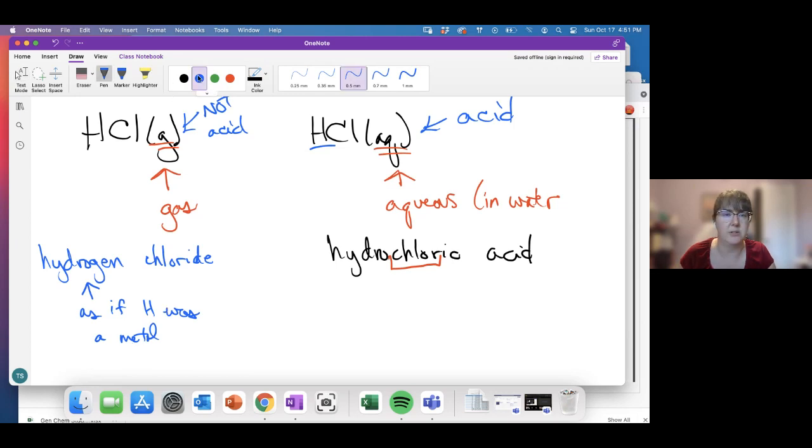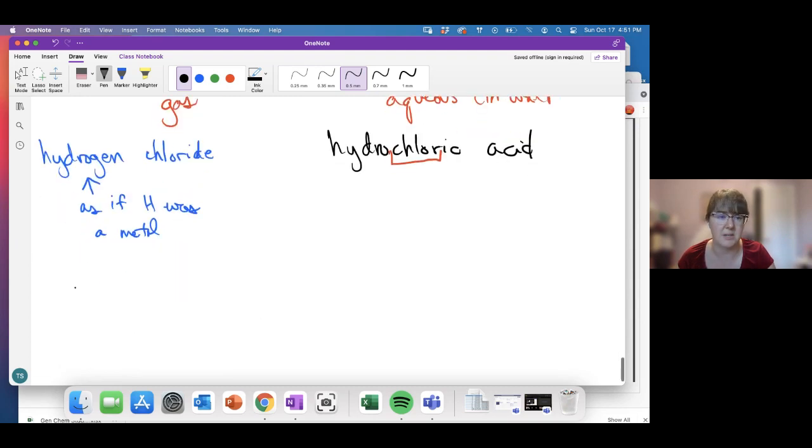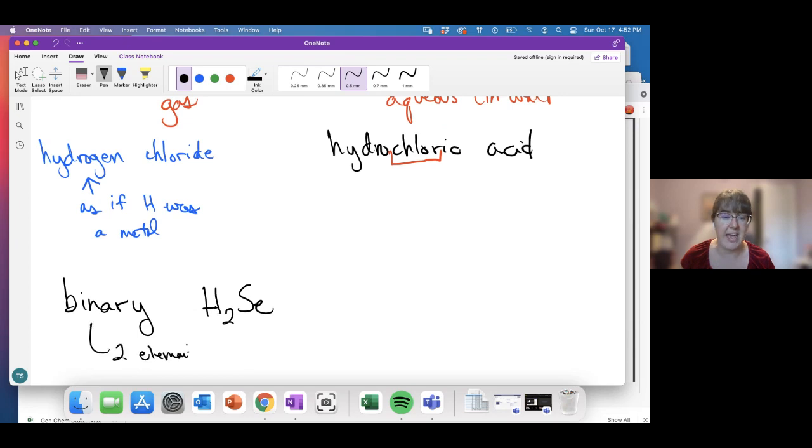So someone had also asked about the differences between binary acids and oxoacids. So this hydrochloric acid is an example of a binary acid. I wanted to give you one more example of a binary acid because some people do latch on to this idea that binary means two, which is correct. But the binary part is binary because it's two elements, not because it's two atoms.